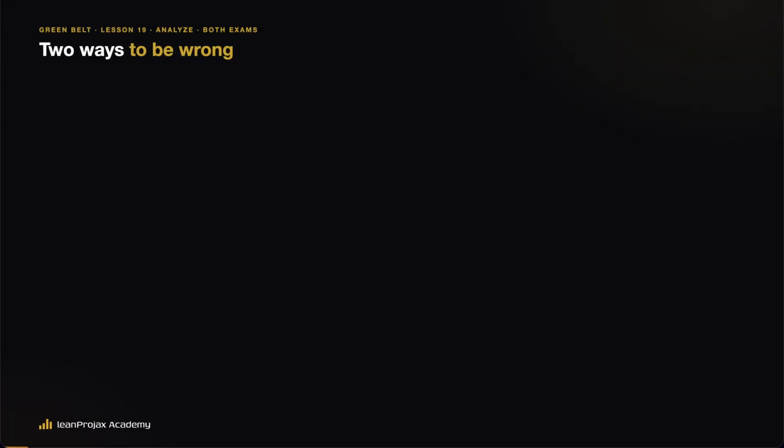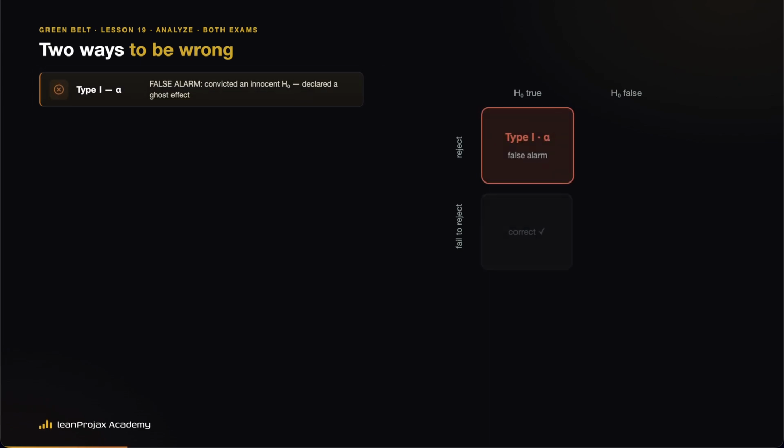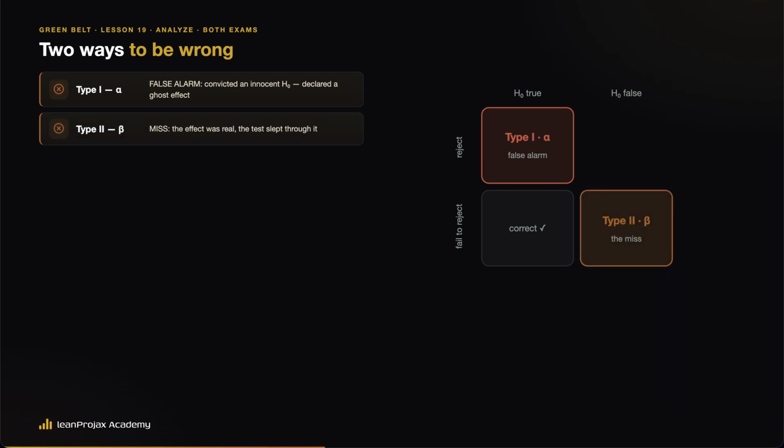2 ways to be wrong, and the exam loves both. Type 1, alpha, a false alarm. You convicted an innocent null, declared an effect that isn't there. Type 2, beta, a miss. The effect was real and your test slept through it.